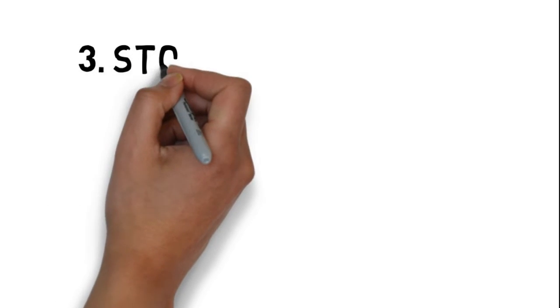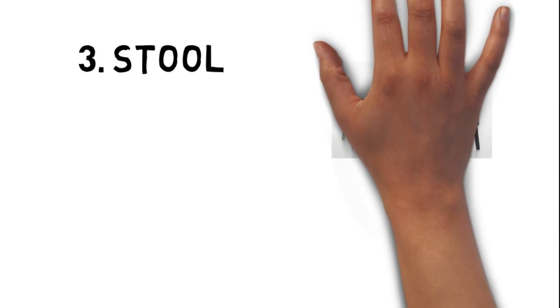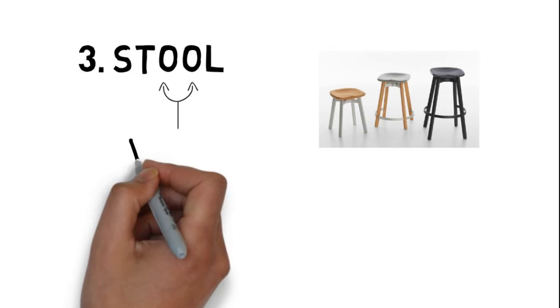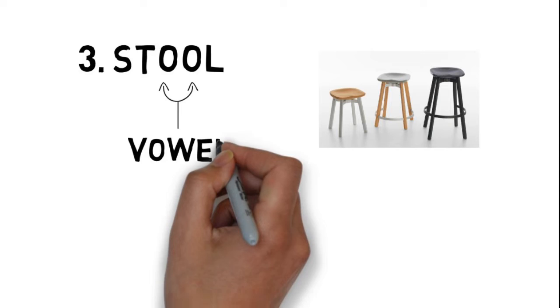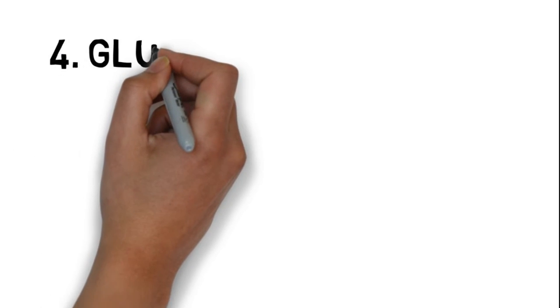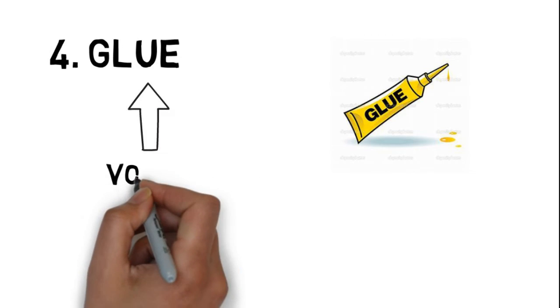Number 3. S-T-O-O-L, stool. Now both the O are vowels. Number 4. G-L-U-E, glue. Now the letter U is a vowel.